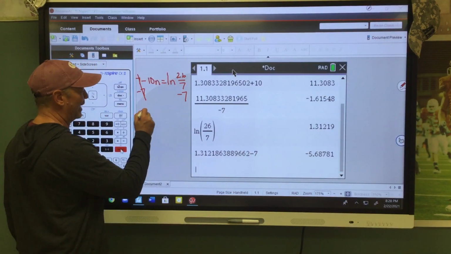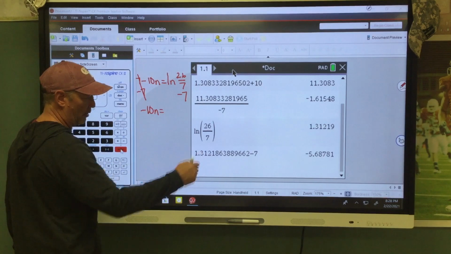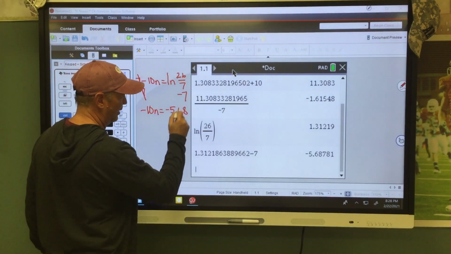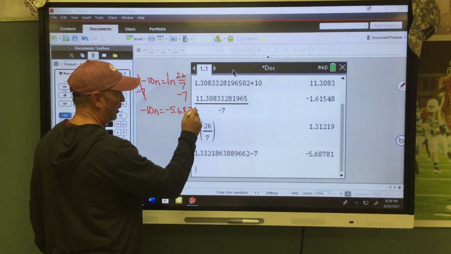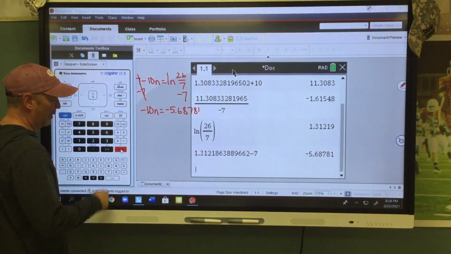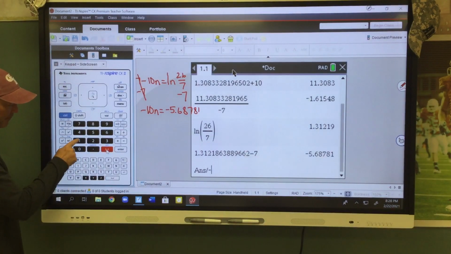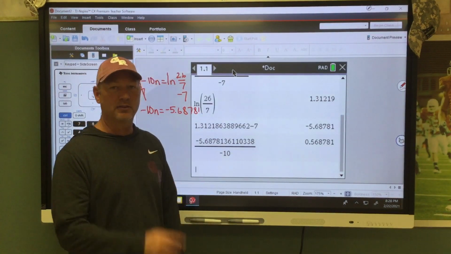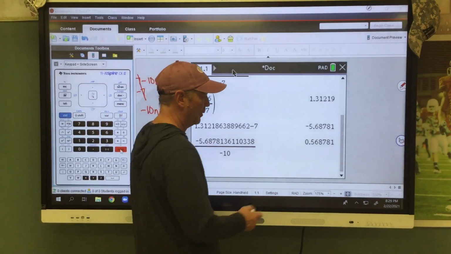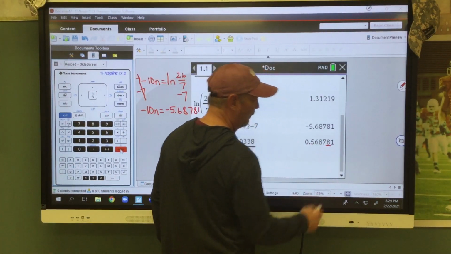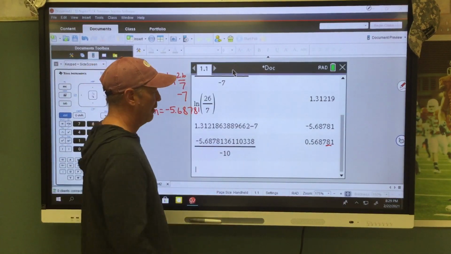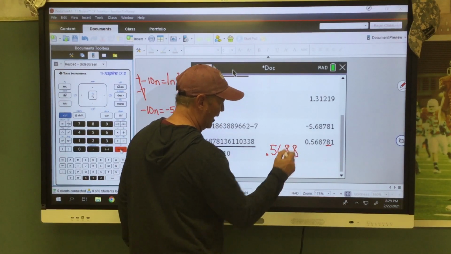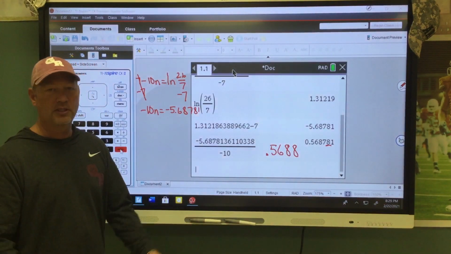So this is going to give me negative 10N equals, what's that on our paper? Negative 5.6781. We're going to divide by negative 10. Enter. This is the number you want to round to 4 decimal places, to the nearest 10,000. So we're going to count: 1, 2, 3, 4, the fifth number. The fifth number is an 8. We're going to round up. Final answer, 0.5688. You see the pattern yet?